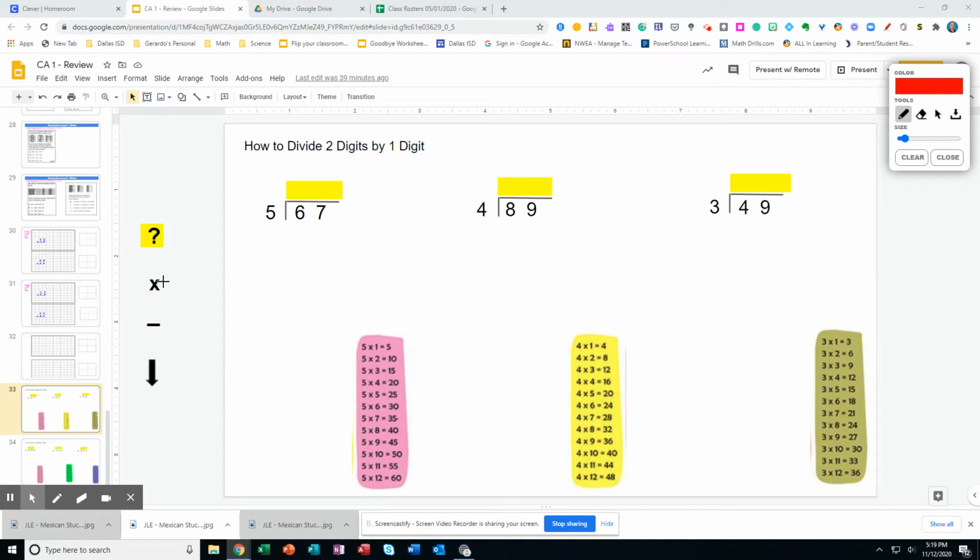Step 2 is to multiply. Step 3 is to subtract. Step 4, bring the number down, and then repeat. So let's go with the first one.